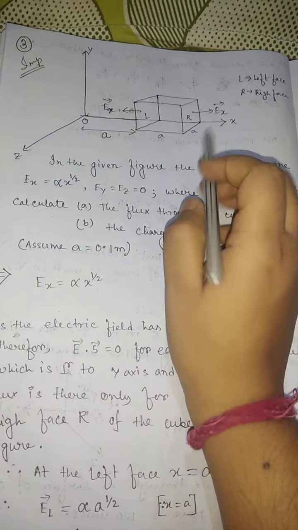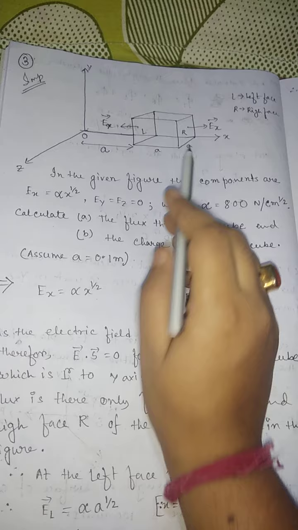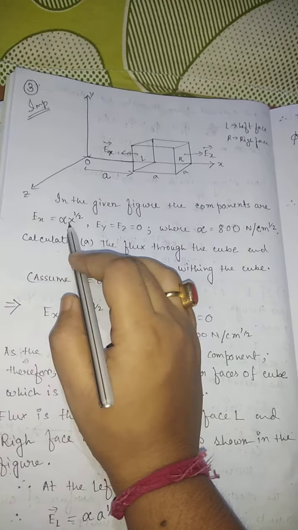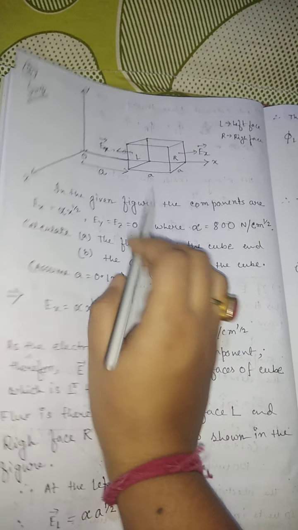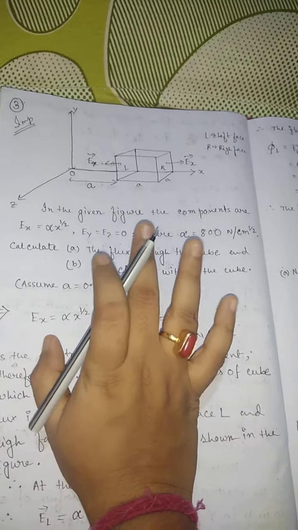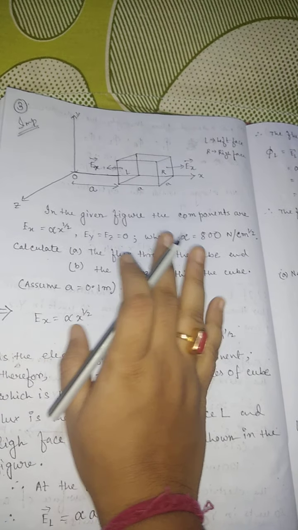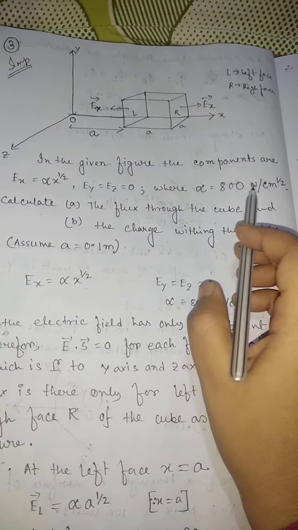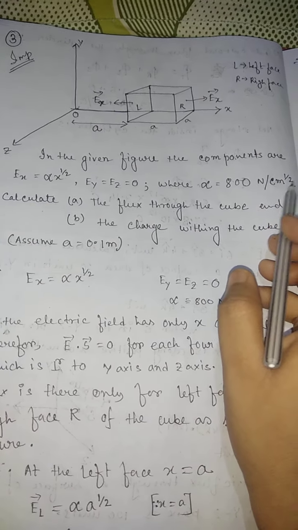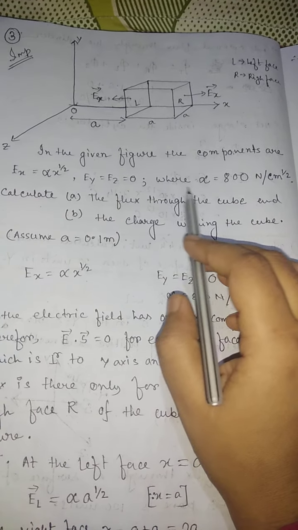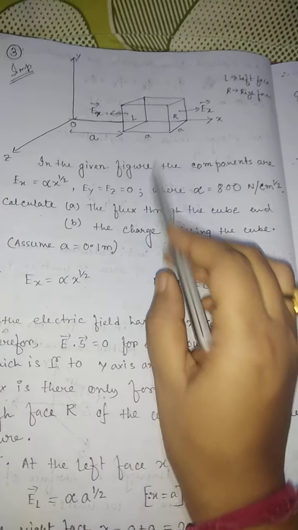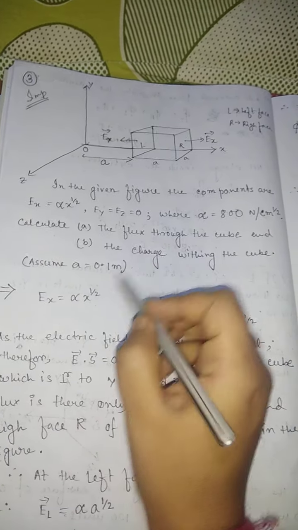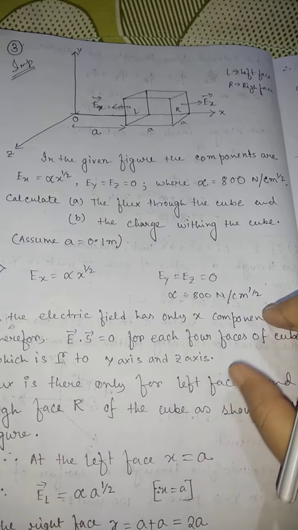So in this given figure, this is a cube. It is given that Ex, Ey, Ez, the components of the electric field: Ex equals alpha x to the power half, and Ey, Ez equal 0. That means the electric field is only along the x-axis, and in the y-axis and z-axis the electric field is 0. Alpha value is given as 800 Newton per coulomb meter to the power half. We have to calculate the flux through the cube and the charge within the cube, and the value of a is given as 0.1 meter.